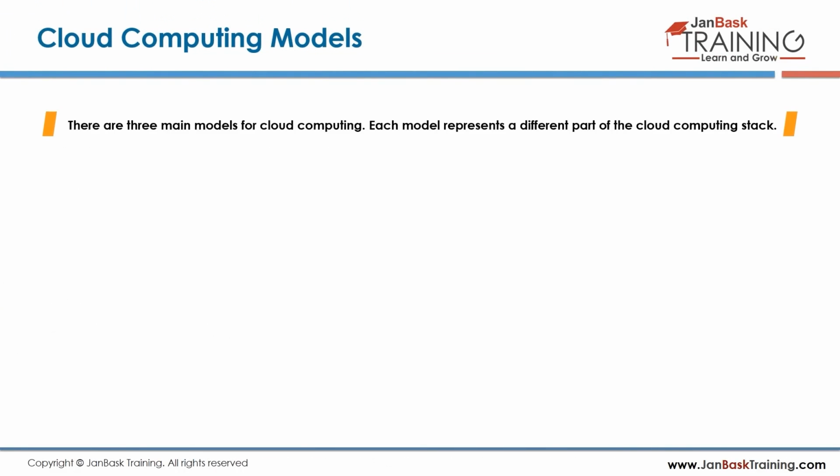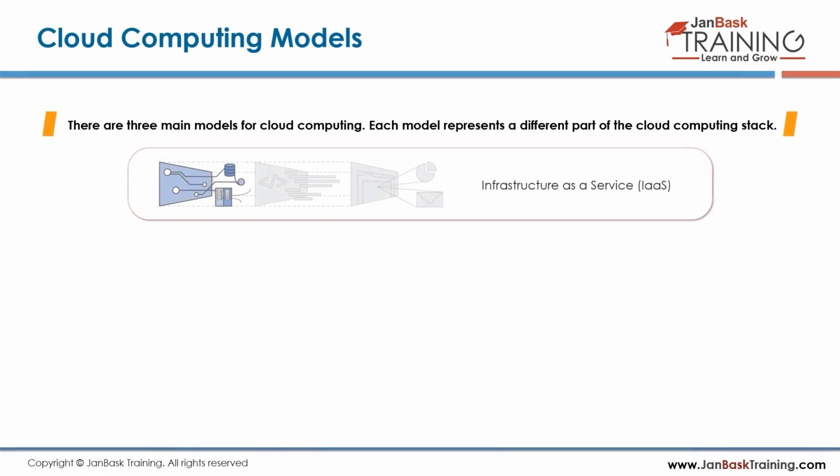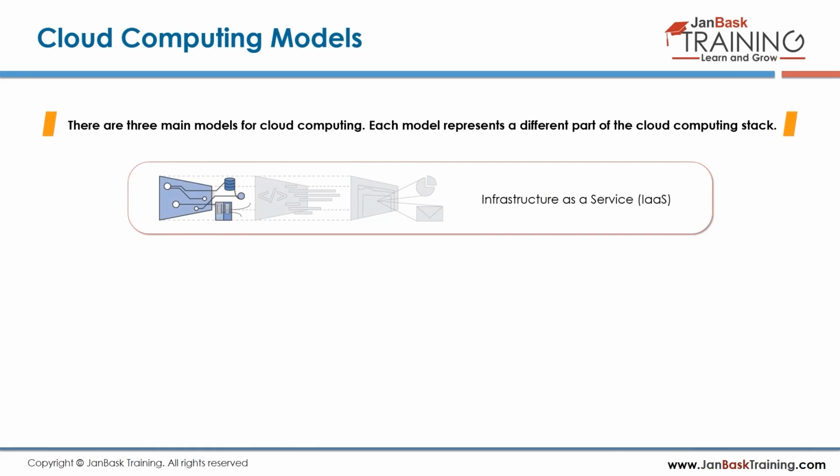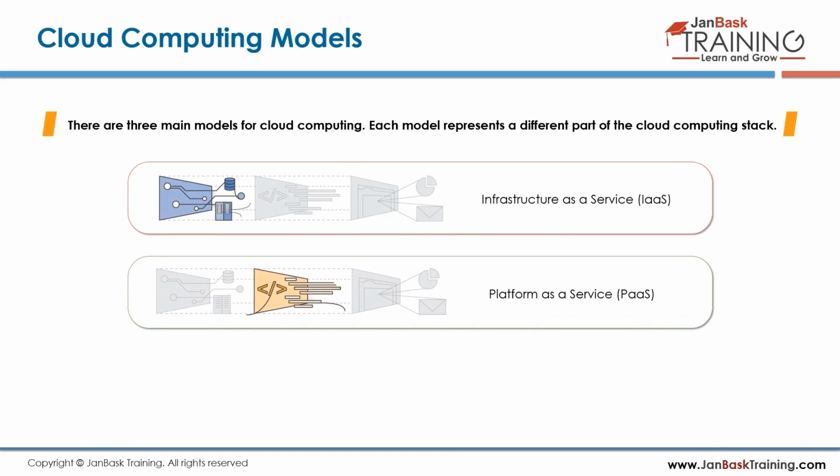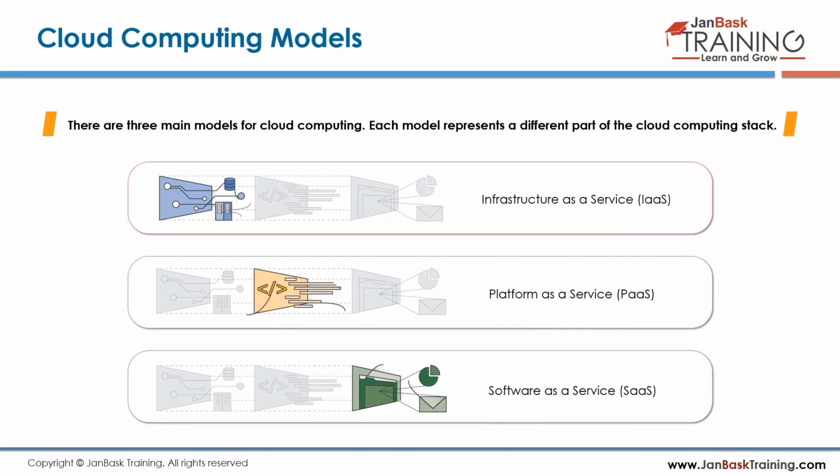In cloud computing, there are basically three models. I'll explain each one of these in detail, and it's very important. All right, so there are three models in cloud computing. One is IaaS, that is infrastructure as a service. Then there is PaaS, platform as a service, and there is SaaS, software as a service.